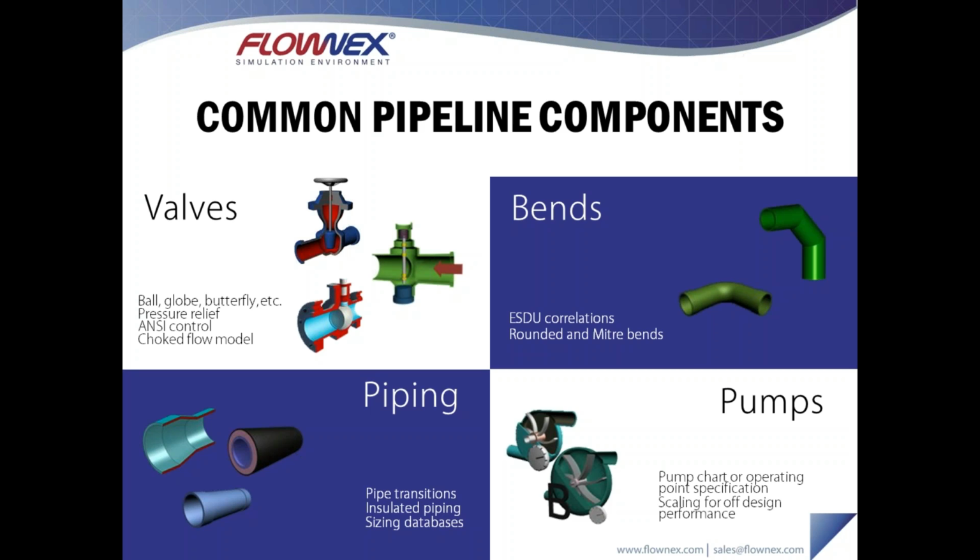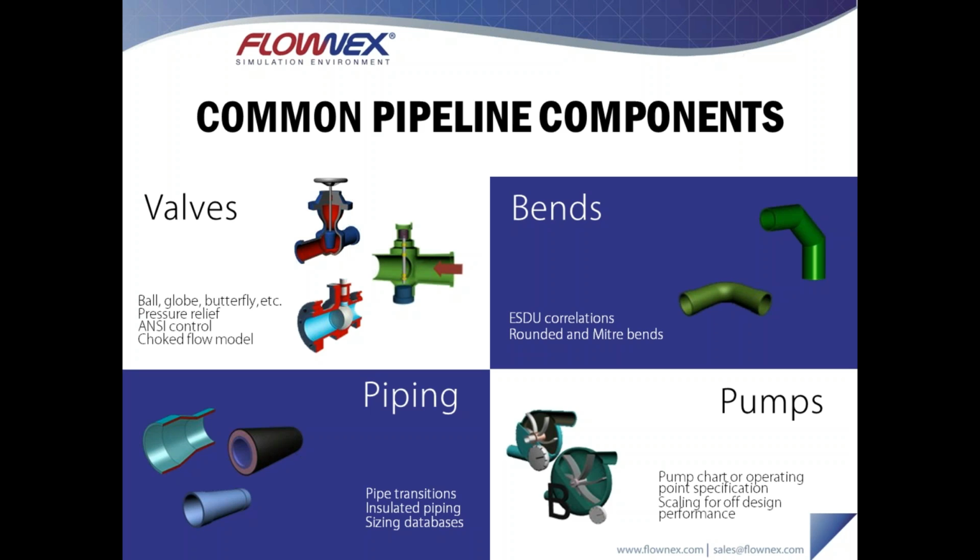Simple piping models where we can simply look to model primary losses with a catalog for secondary losses. I'll speak more about that in a second. Through to more advanced models where we look at insulated piping and heat losses to environment. We have other little models to account for additional secondary losses in the system, be it gradual pipe transitions or perhaps restrictions inside the system, orifice plates, and the like.